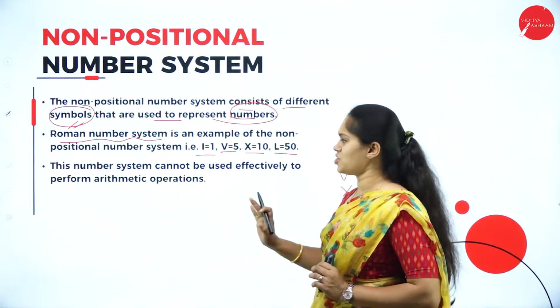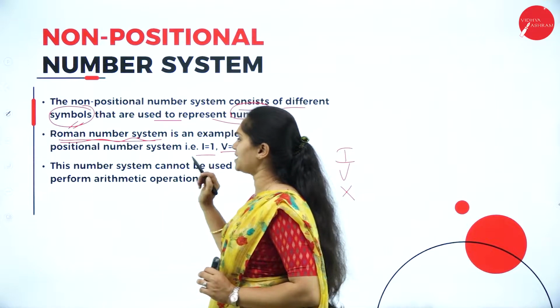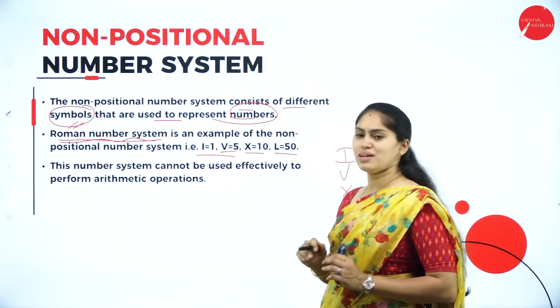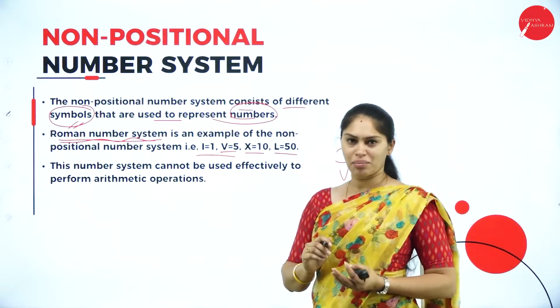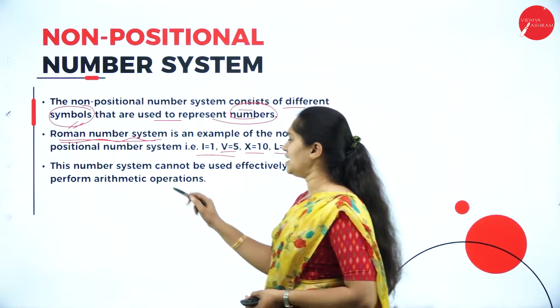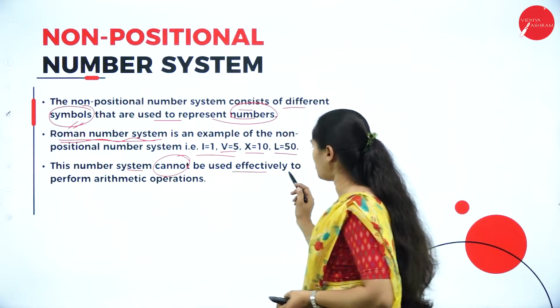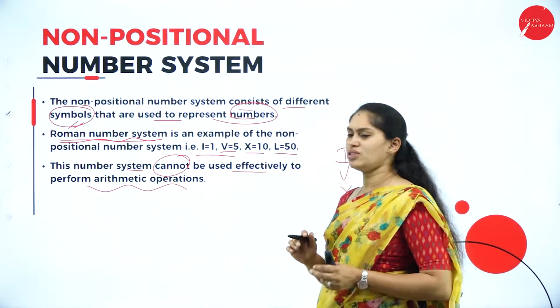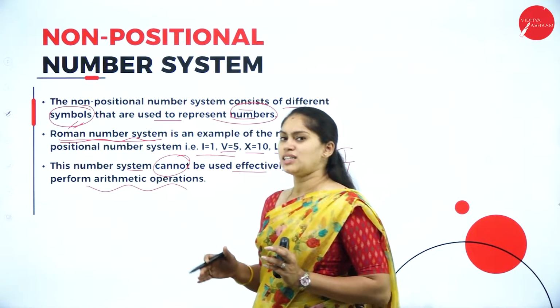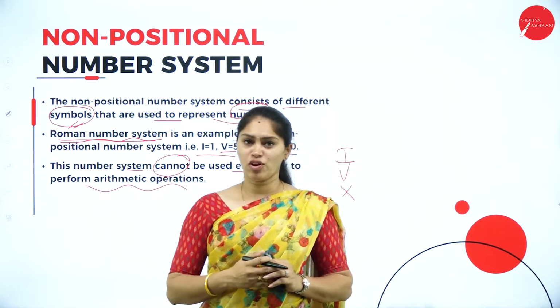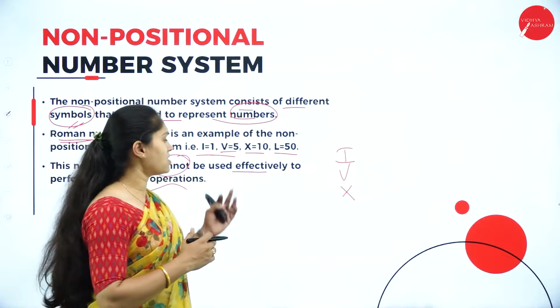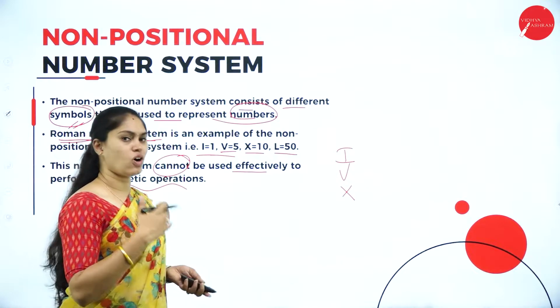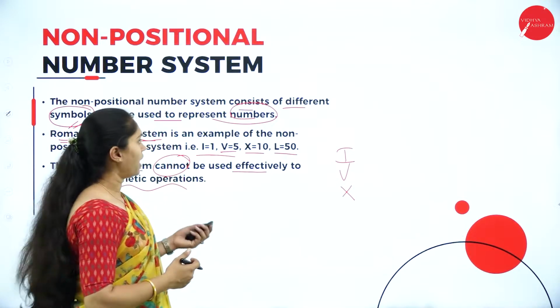So in this non-positional, Roman number system is the example, and we are going to use certain symbols in order to express or to represent the numbers. And then this number system cannot be used effectively to perform an arithmetic operation, as I said earlier. So this is somehow convenient up to 1000 numbers. So if you wanted to perform any of the arithmetical operations and all, somehow it is not so convenient or effective. That is what we have a second type.